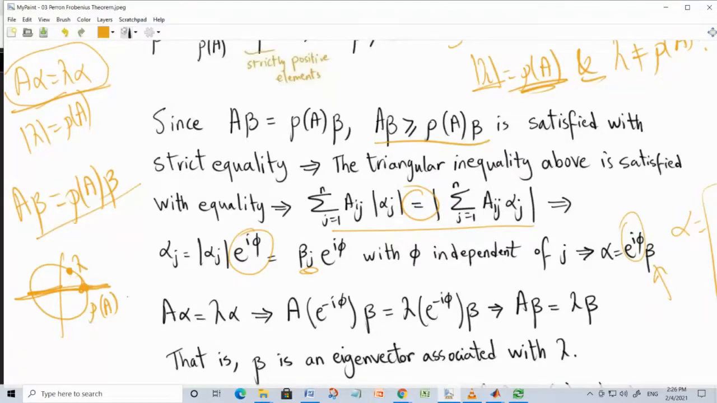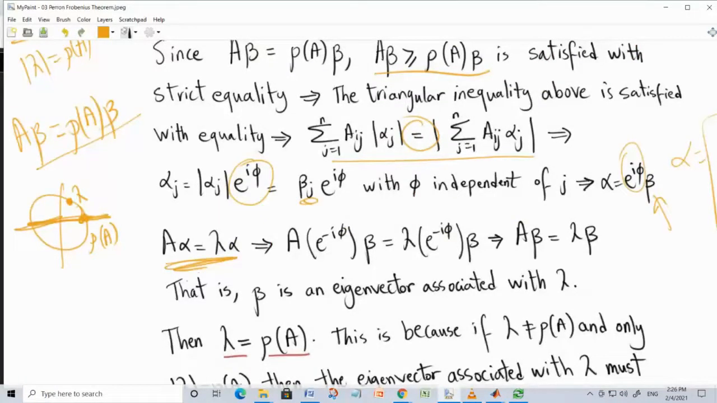Okay, so we started with this eigen equation. Now I can write alpha is equal to e to the i phi beta. Okay, I don't know why I added the minus sign. So basically A alpha equals lambda alpha, so replace this alpha by e to the i phi beta, and then e to the i phi is a non-zero number, right? It's a number living on the unit circle. Divide both sides by this number, and you get A beta equal to lambda beta.